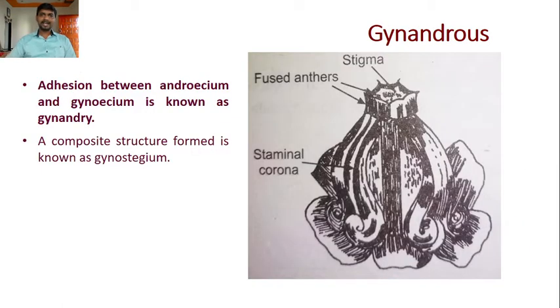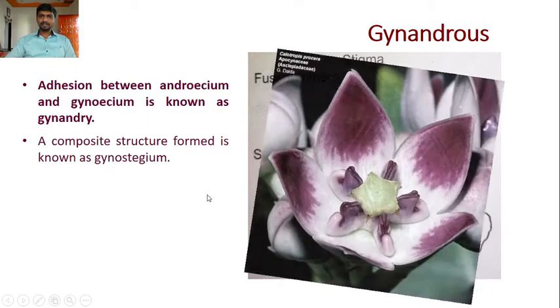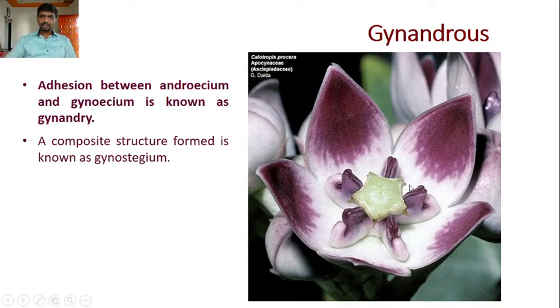Next is the gynandrous condition. This is the adhesion between androecium and gynoecium, known as gynandry, and the condition is gynandrous. Due to the fusion of androecium and gynoecium, a composite structure is formed, known as the gynostegium. This structure is called the gynostegium. There is a fusion or adhesion between androecium and gynoecium. For example, in Calotropis, here we can see this fusion of androecium and gynoecium. That structure is called the gynostegium.